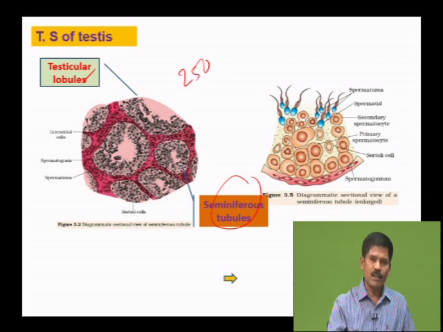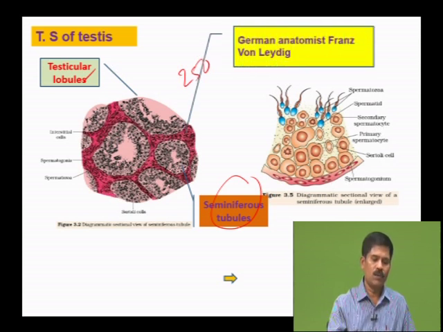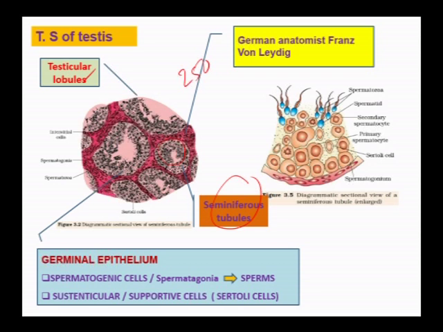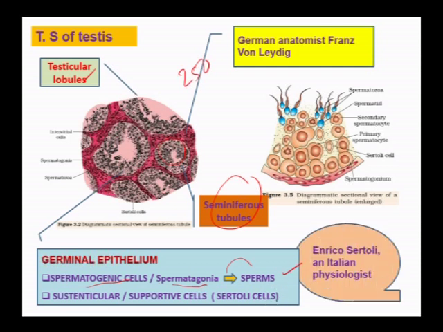The interstitial cells located between these tubules are called Leydig cells, which secrete a male androgen or sex hormone called testosterone. The epithelial cells lining these seminiferous tubules is called germinal epithelium. So germinal epithelium is made up of two groups of cells, namely spermatogenic cells or spermatogonia, which on spermatogenesis give rise to sperms. And the second group of cells are sustentacular cells or supportive cells, also called Sertoli cells, named after an Italian physiologist, Sertoli.